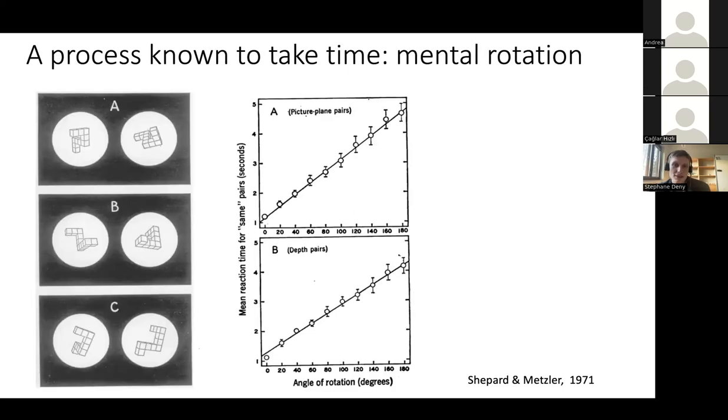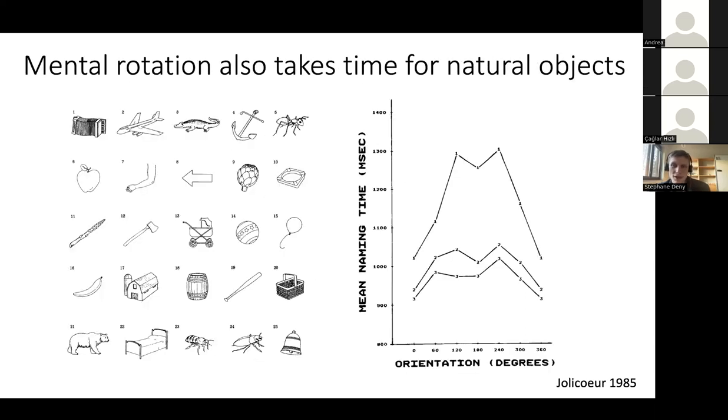One thing I'd like to add is that this process, mental rotation, has also been observed for natural objects. It's not just for these geometric figures. Here is an experiment where they were showing these drawings in different orientations, and they find a similar phenomenon: people take a time to recognize and name the object that is proportional to the angle of rotation of the object. So if the object is upside down, 180 degrees, the response was slower than if the object was upright, 0 degrees.